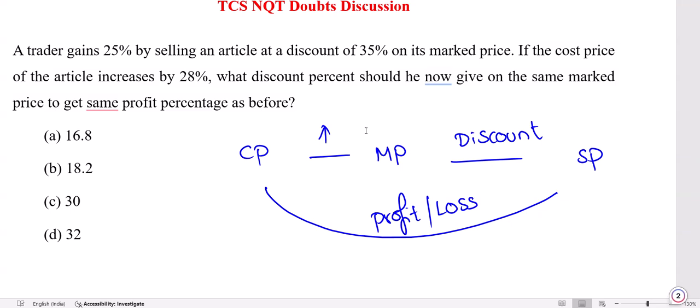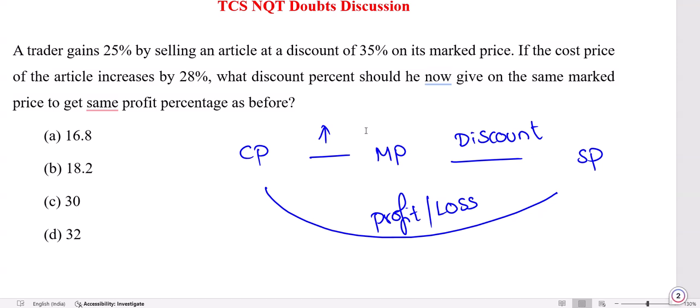Here what they said: a trader gains 25% by selling an article at a discount of 35%. After giving 35% discount also he is getting 25% profit. Now, if the cost price of the article increases by 28%, what discount does he need to give now so that he gets the same profit percentage?